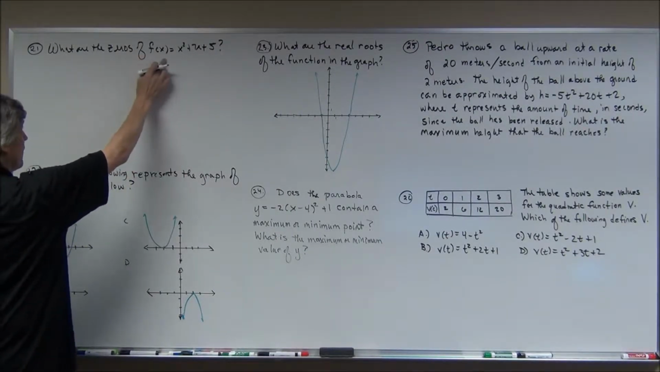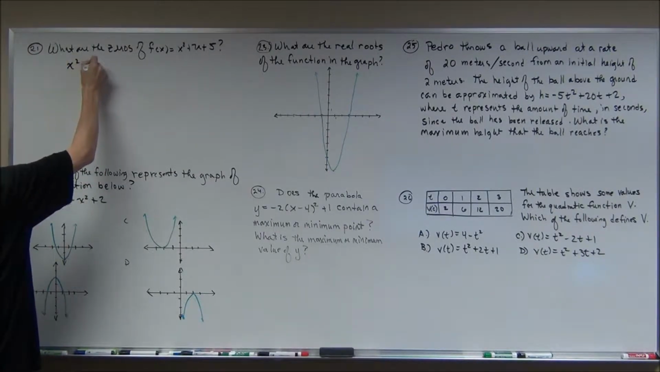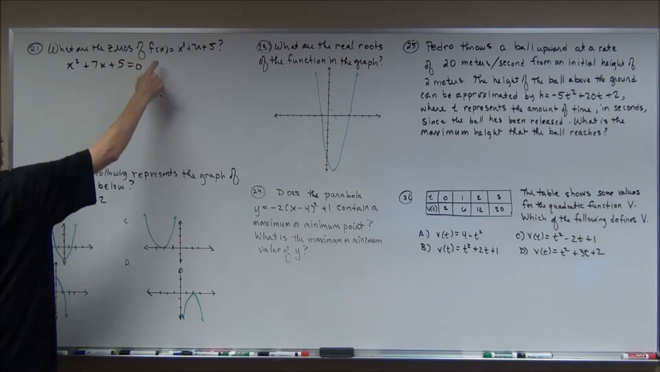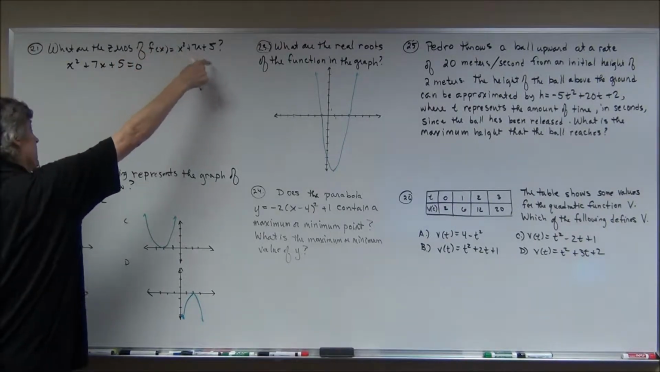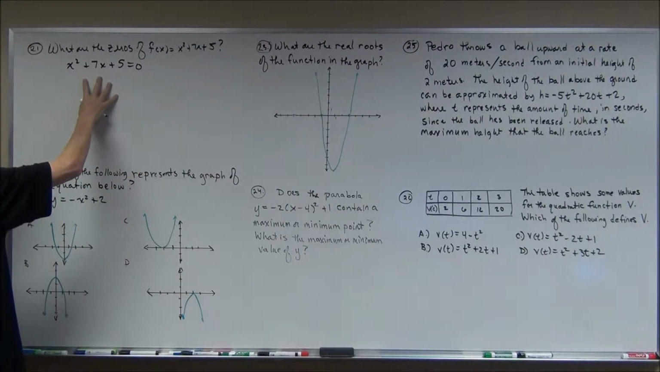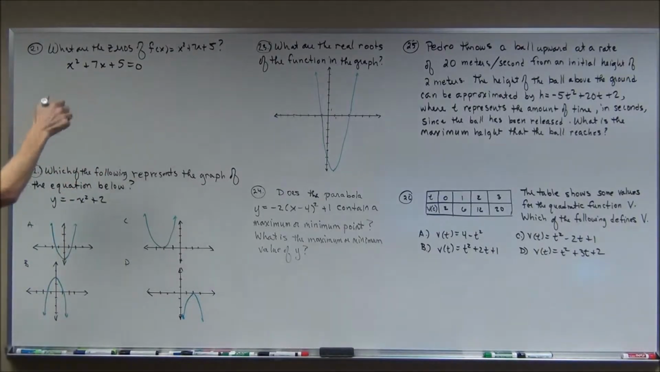The zeros of the function are the same as the solutions to the equation x squared plus 7x plus 5 equals 0, because you're looking for the x values that when you plug them in make all of this equal to 0. So the solutions to the quadratic equation and the zeros of the function are the same. So I'm going to solve this.